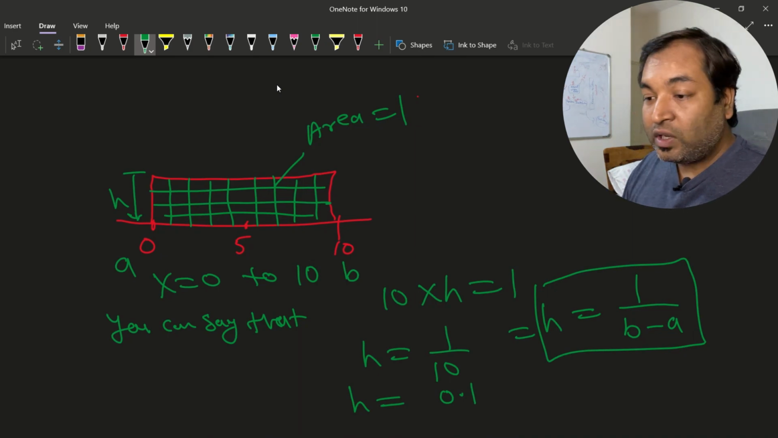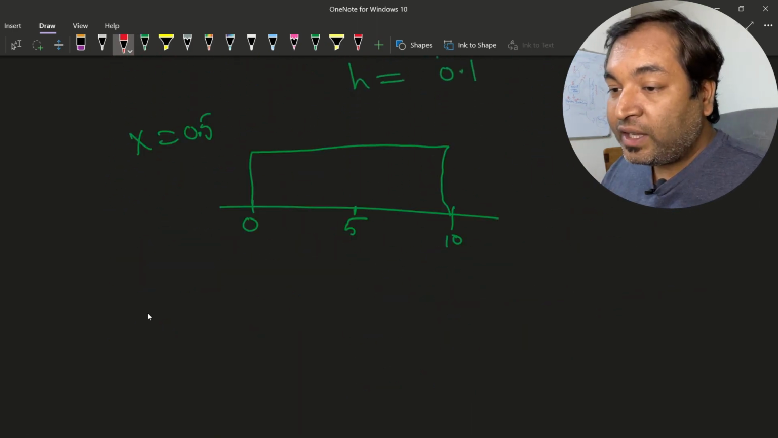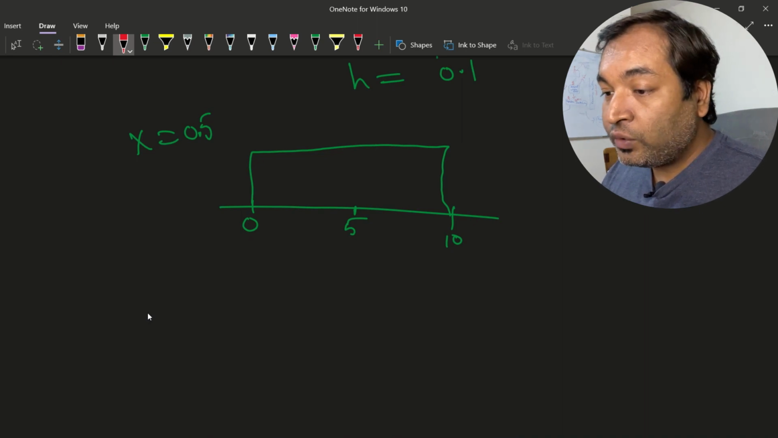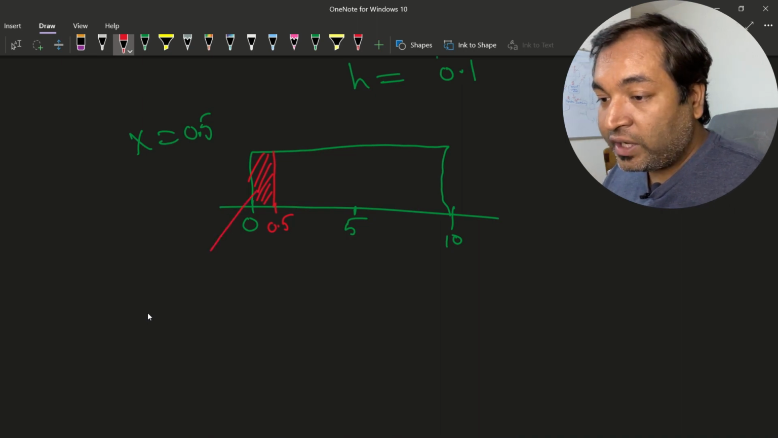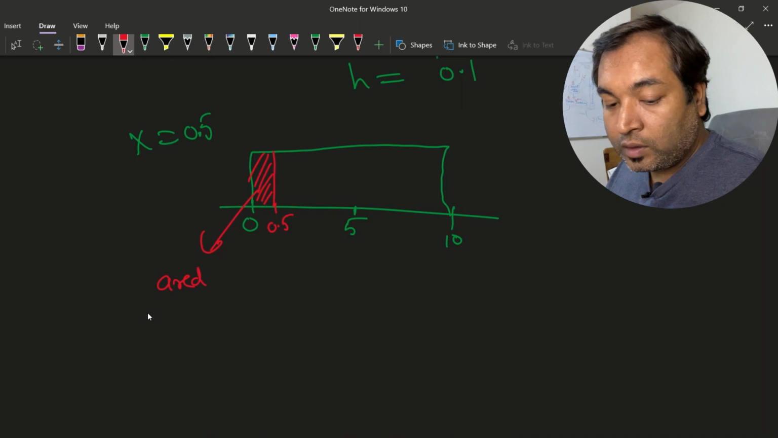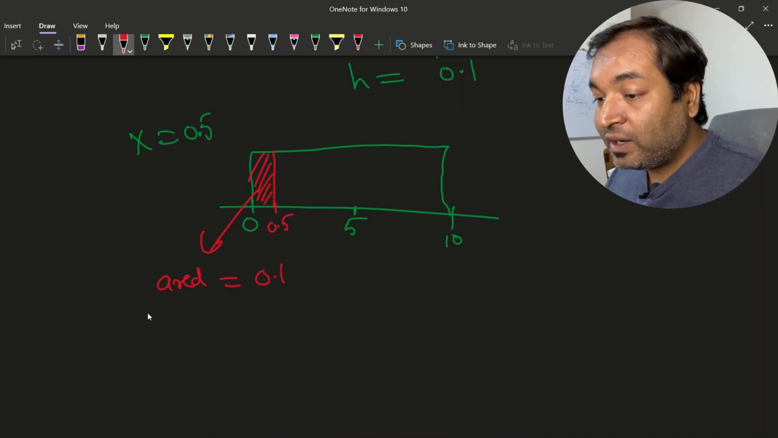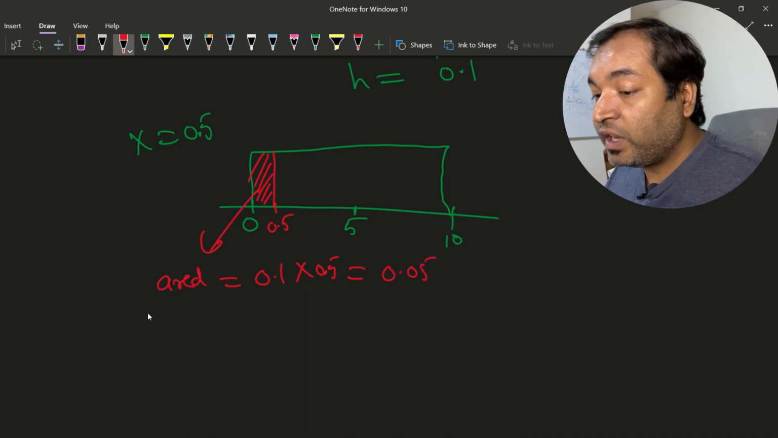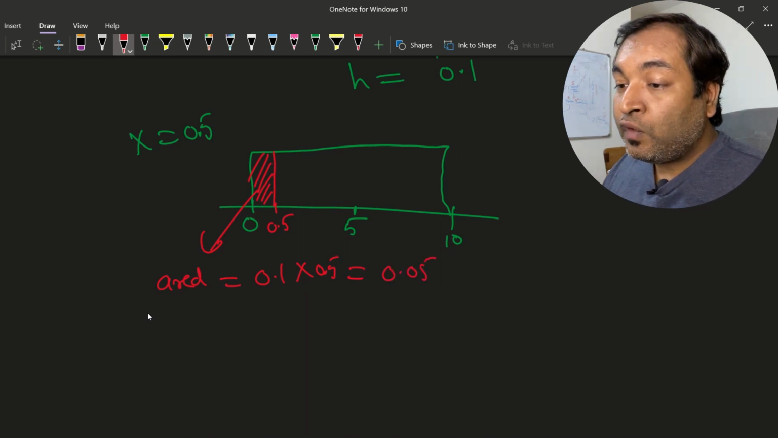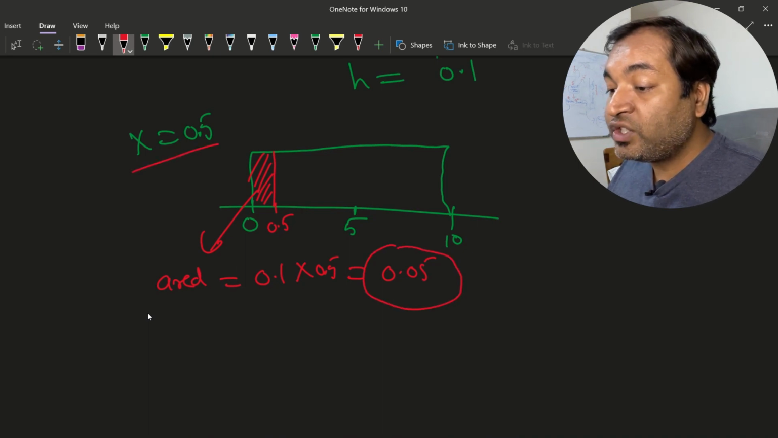So let's take an example. If I say find the cumulative probability where x equals 0.5, what you have to do is find the area of this, right? So this area equals 0.1 into 0.5, which is 0.05. So we can say for x equal to 0.5, the cumulative probability will come to 0.05.